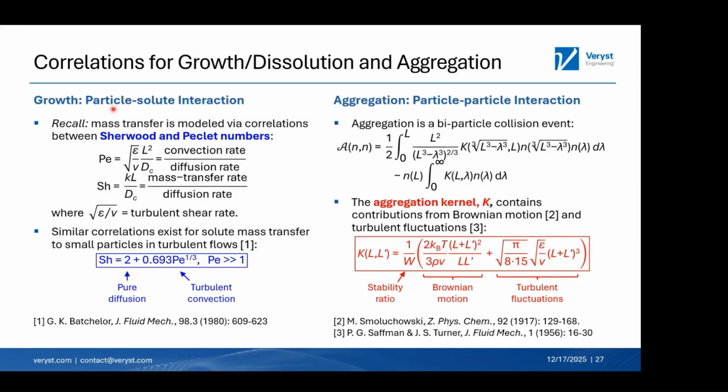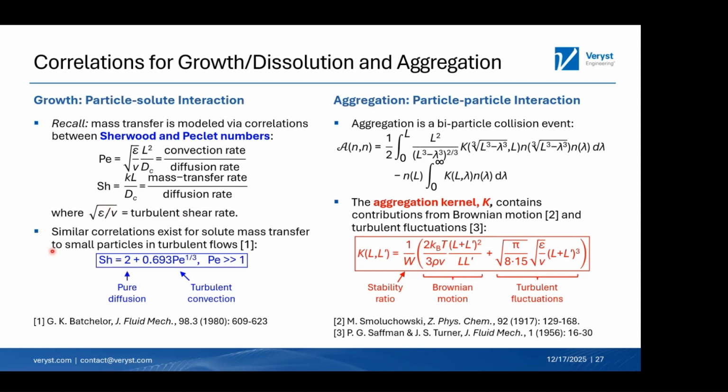Again, we turn to correlations in the case of microscale phenomena that depend on flow in some way. And so here I'm showing correlations for growth and for aggregation. On the left, this is very similar to the phenomena of film mass transfer in fixed beds. Here again, we have a correlation between Sherwood and Peclet numbers. The Peclet number is defined a bit differently here using the turbulent shear rate. This is equivalently the inverse Kolmogorov time scale to describe the rate of convection. The Sherwood number is not changed. Again, it's a dimensionless mass transfer coefficient.